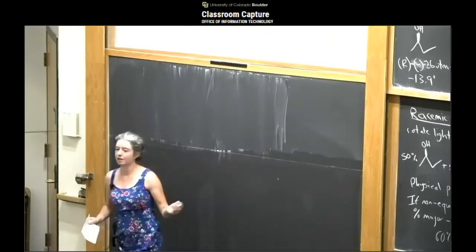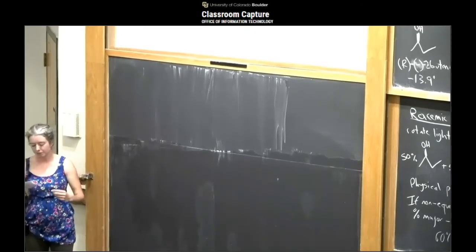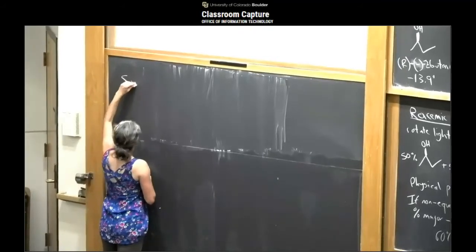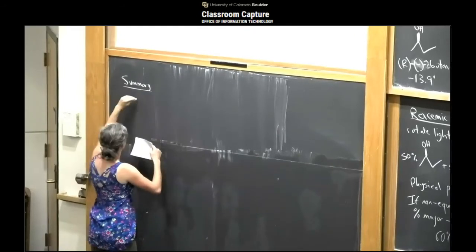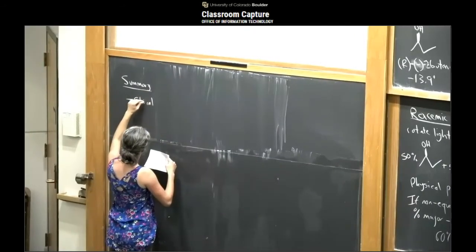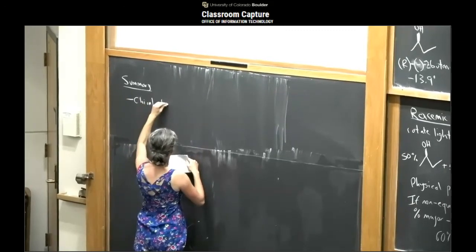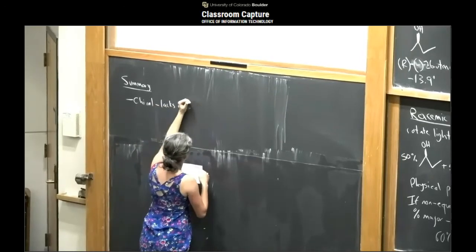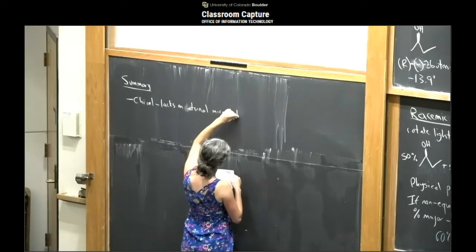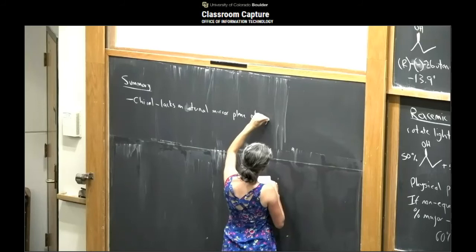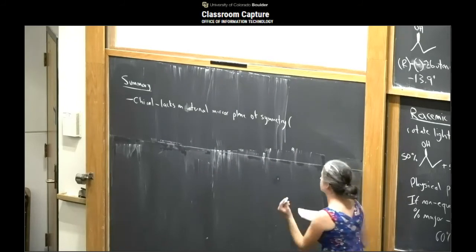So just to sum it up, this chapter we covered a lot of new terms, and it's kind of tricky to figure out which one applies when. So I'm going to do a summary for this chapter. The terms that we saw are chiral, which means lacks an internal mirror plane of symmetry, which means that it's not superimposable on its mirror image and it has an enantiomer.